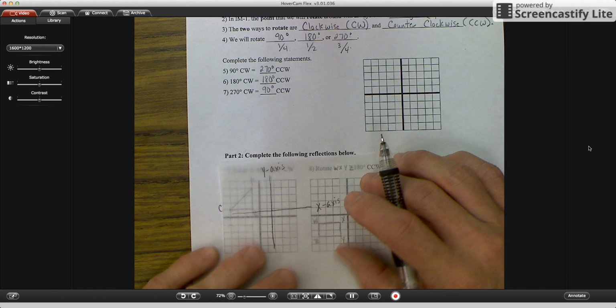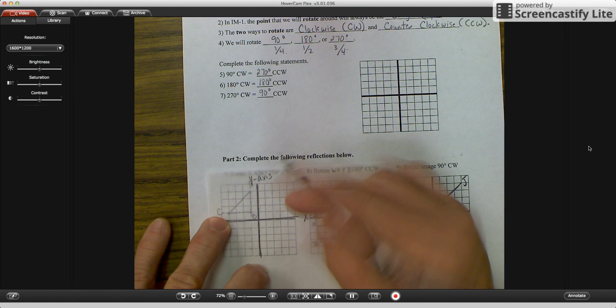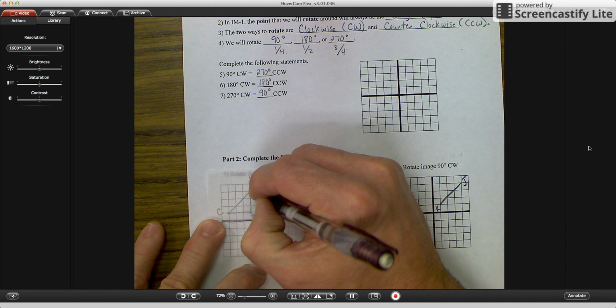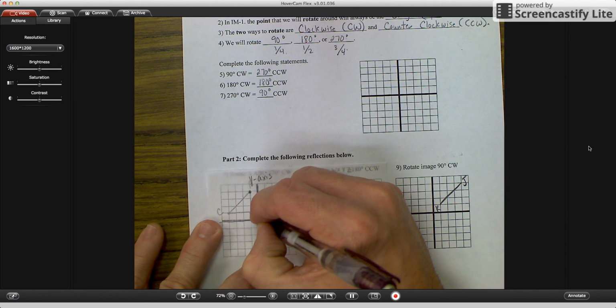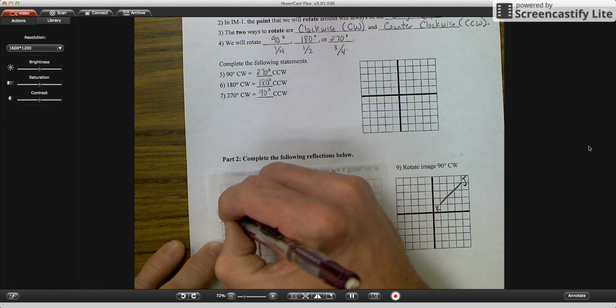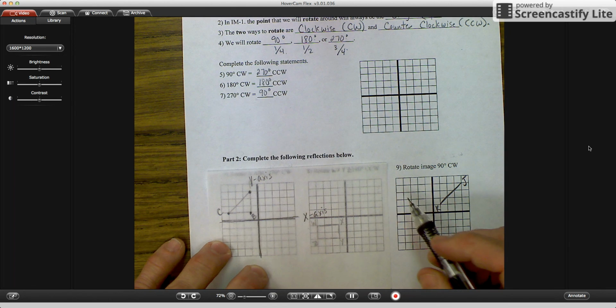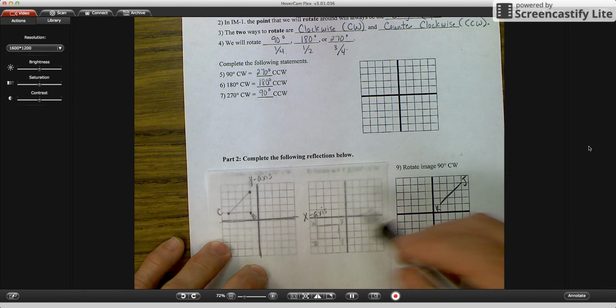So I'm going to lay my x-axis and y-axis over top. And I'm going to mark my vertices. Here's my vertex A, my vertex B, and my vertex C. And I'm actually going to label vertex C and vertex B. I'm just going to write two letters there, and I'll show you why in a minute.